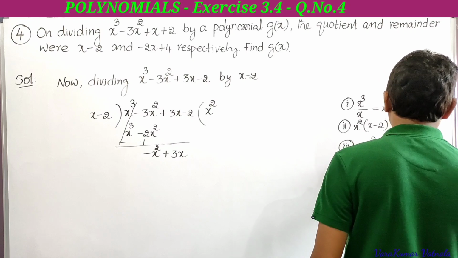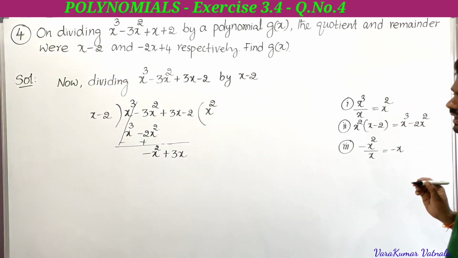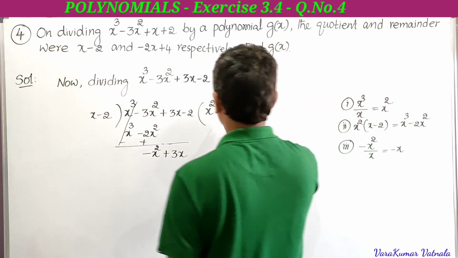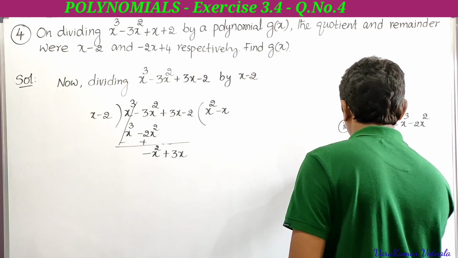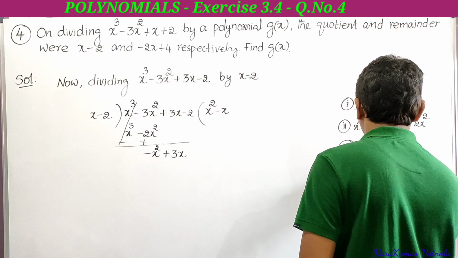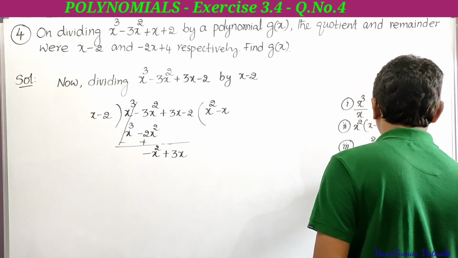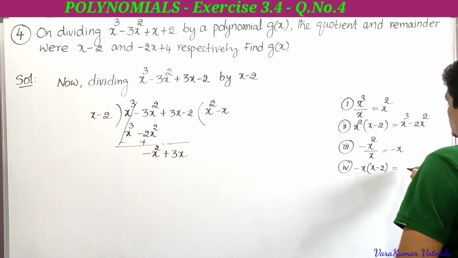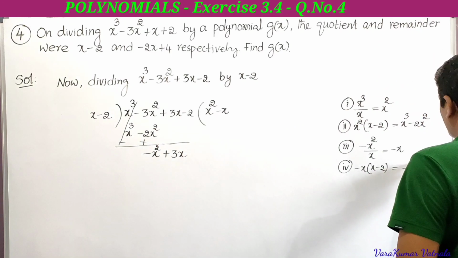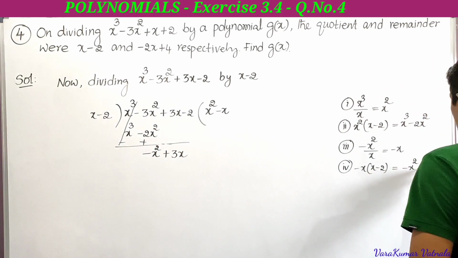So minus x square divided by x, we get minus x. So write this minus x in the quotient area. In the next step, multiply the divisor with minus x, that is minus x into x minus 2: minus x into x, minus x square, and minus x into minus 2, plus 2x.